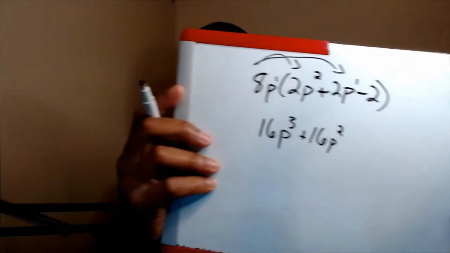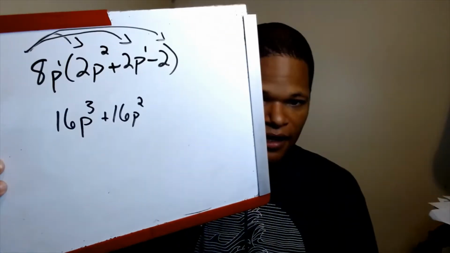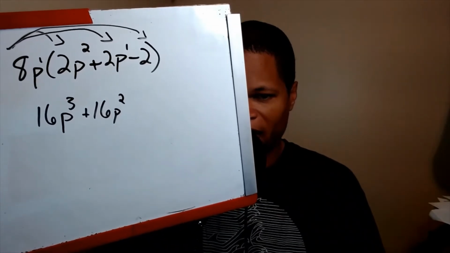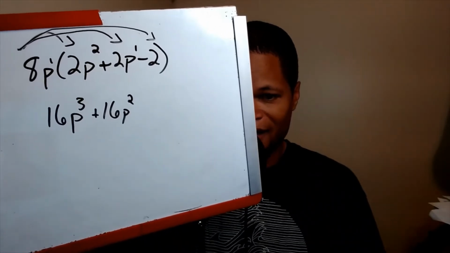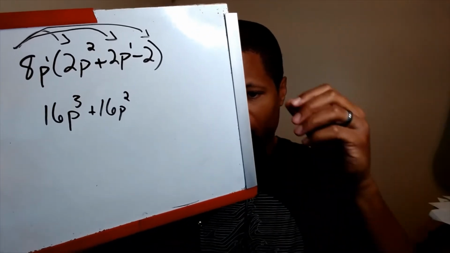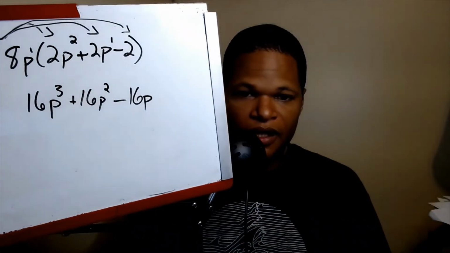One more, I got to do the same 8p, and I got to multiply it by the constant at the end, the negative 2. Notice that one doesn't have a p, so we're just going to do 8 times negative 2, which is negative 16. But since 8 had a p, we have to include that p in our answer. So the final one is going to be negative 16 or minus 16p, just 1p like this. Okay? And we're done.